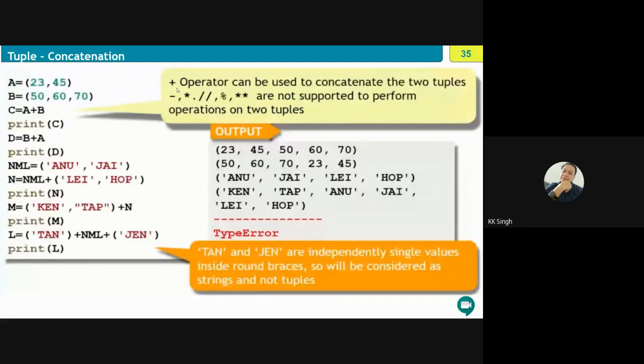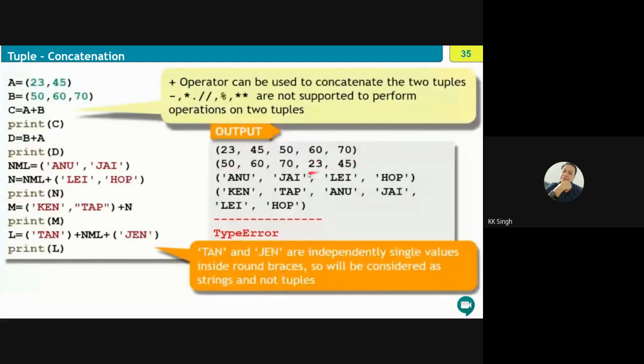When you say print C, 23, 45 are the contents of tuple A, and 50, 60, 70 are the contents of B. So when you concatenate these two, it will give you 23, 45, 50, 60, and 70. So this is the first output. Next, D is equal to B plus A means we put the second tuple first and concatenated tuple A to B. So when you print D, the output should be 50, 60, 70, 23, and 45.